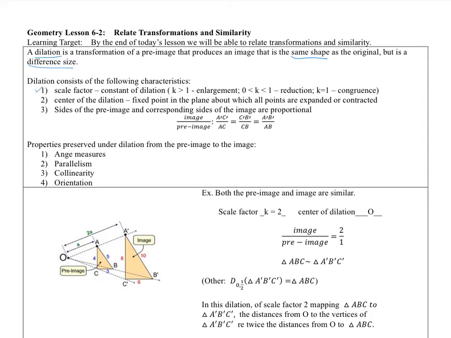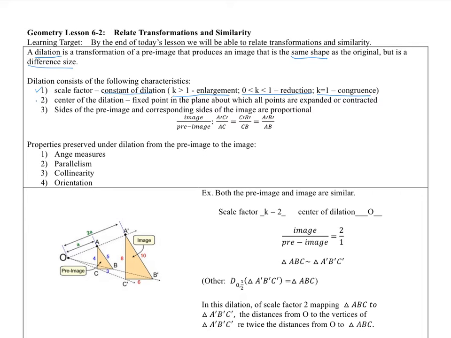The scale factor, which is the constant of dilation. It could be greater than 1, and if it's greater than 1, then it would be an enlargement. If it's between 0 and 1, it would be a reduction. If it's equal to 1, meaning dilating from one image to another image by a scale factor of 1, then it would be the same exact congruent image.